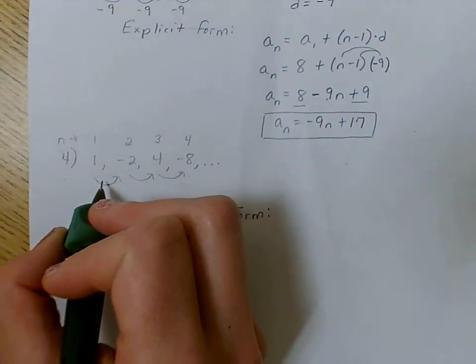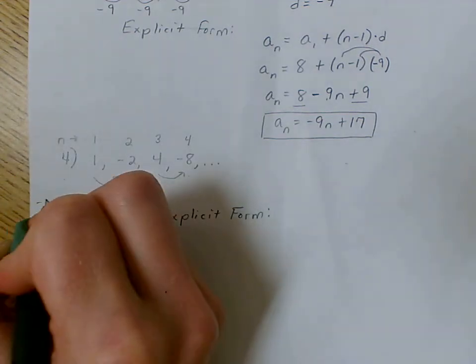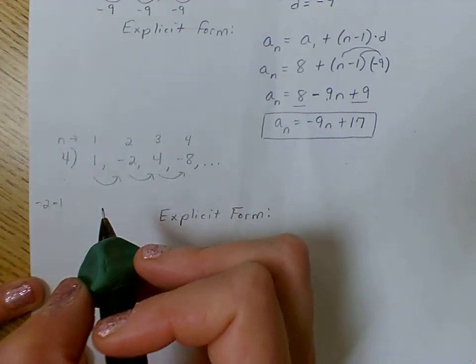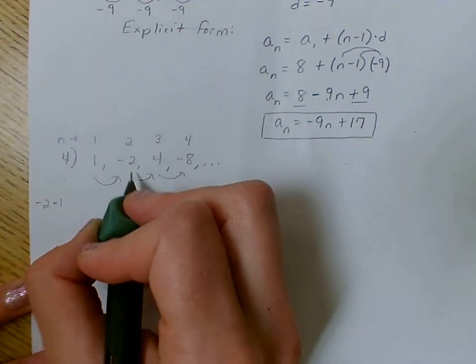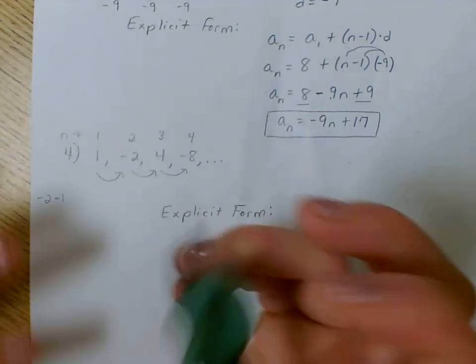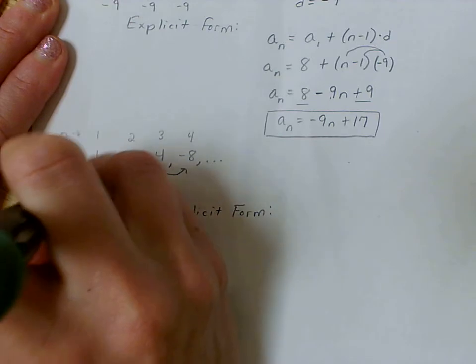If you're thinking adding and subtracting, well, to go from 1 to negative 2, remember, you could do this to the side, take 1 minus the other one, and you'll notice that you're subtracting 3. But if you take negative 2 minus 3, it's not going to give you 4. So that means that we're not adding or subtracting, which means it's not arithmetic.